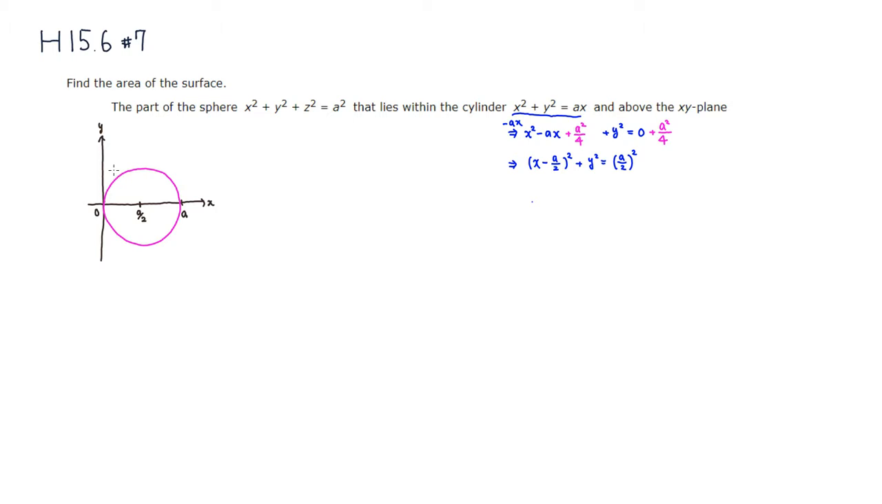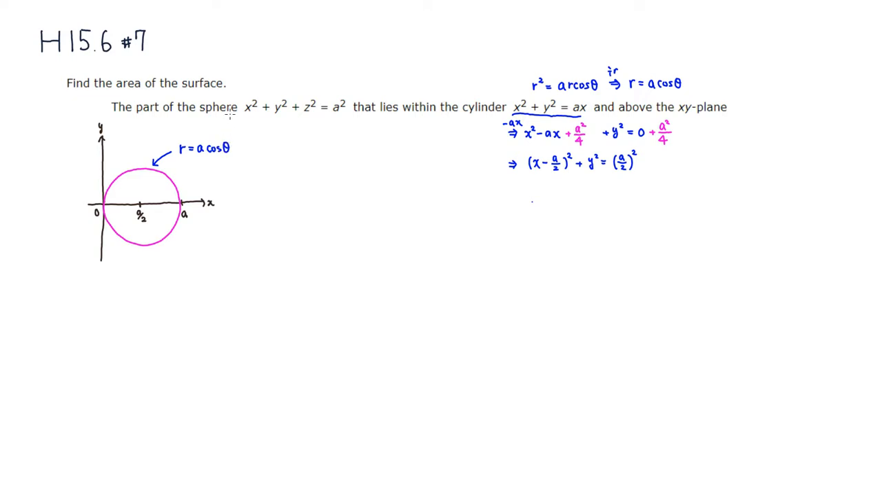The polar equation for this is going to be, you have x squared plus y squared, so it's going to be r squared is equal to a times x, which is r times cosine of theta. We can simply divide through by r, so we get r is equal to a cosine of theta. So this circle has equation r is equal to a cosine of theta.